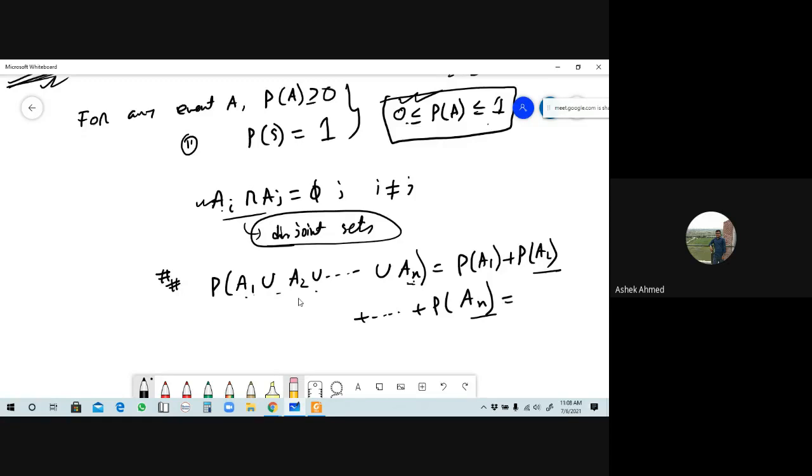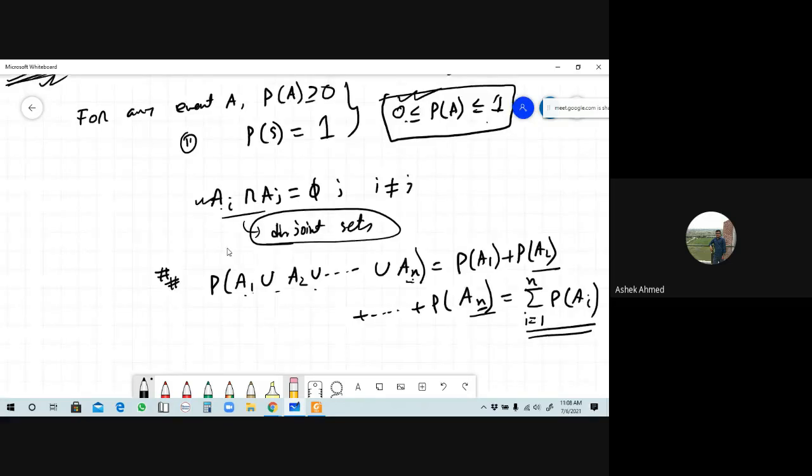You can write this in abbreviated form as the summation of probability of A suffix I. The values of I will be 1 up to what? Last term is n. You can say the upper value is n here. It depends on it. Okay.